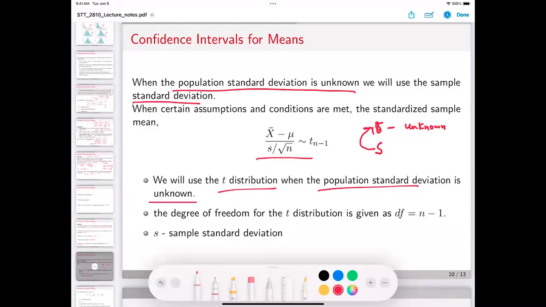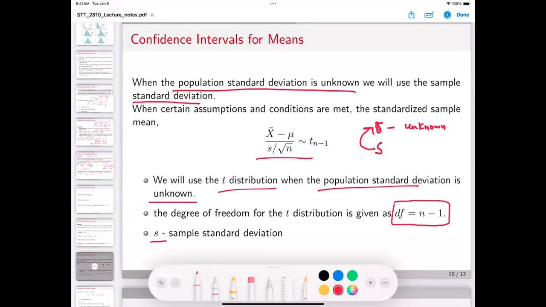And also, whenever we have the T distribution, we have something we call the degree of freedom. I want you to write this in your notes. The degree of freedom is always n minus 1. And then don't forget, S is the sample standard deviation.